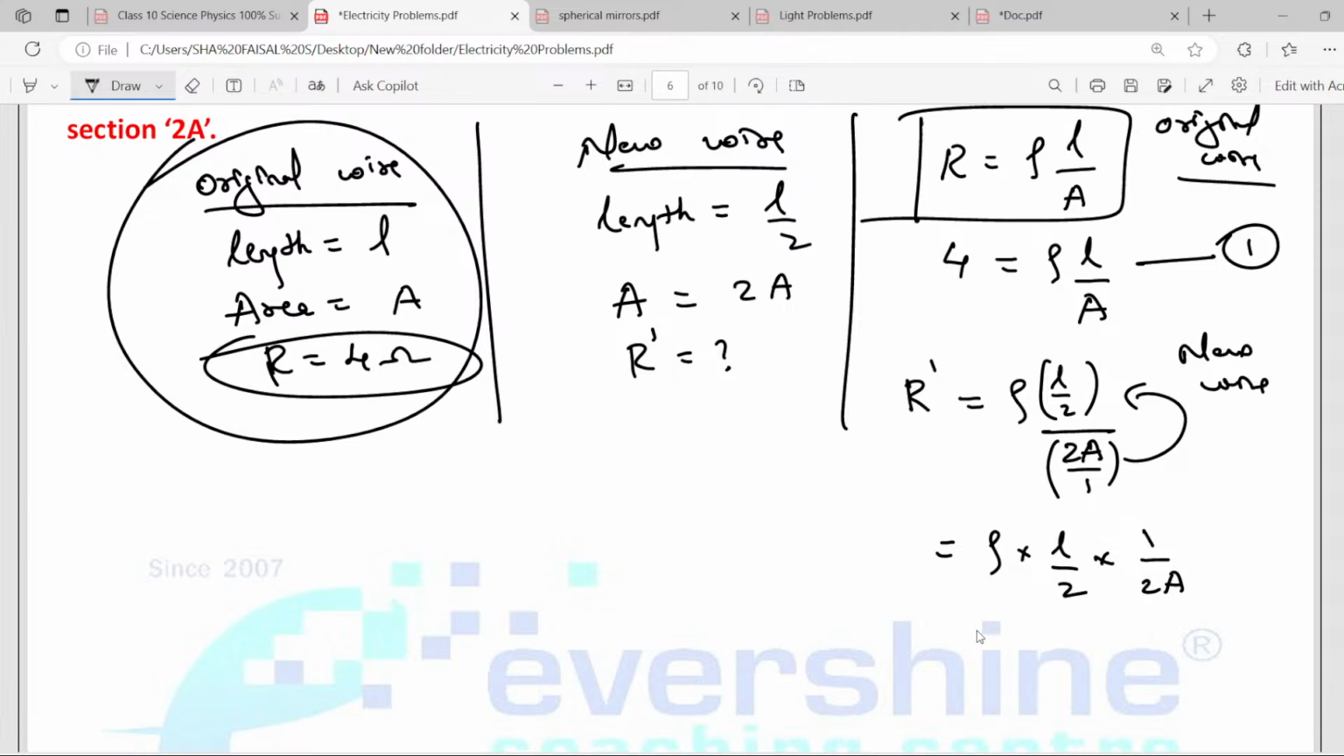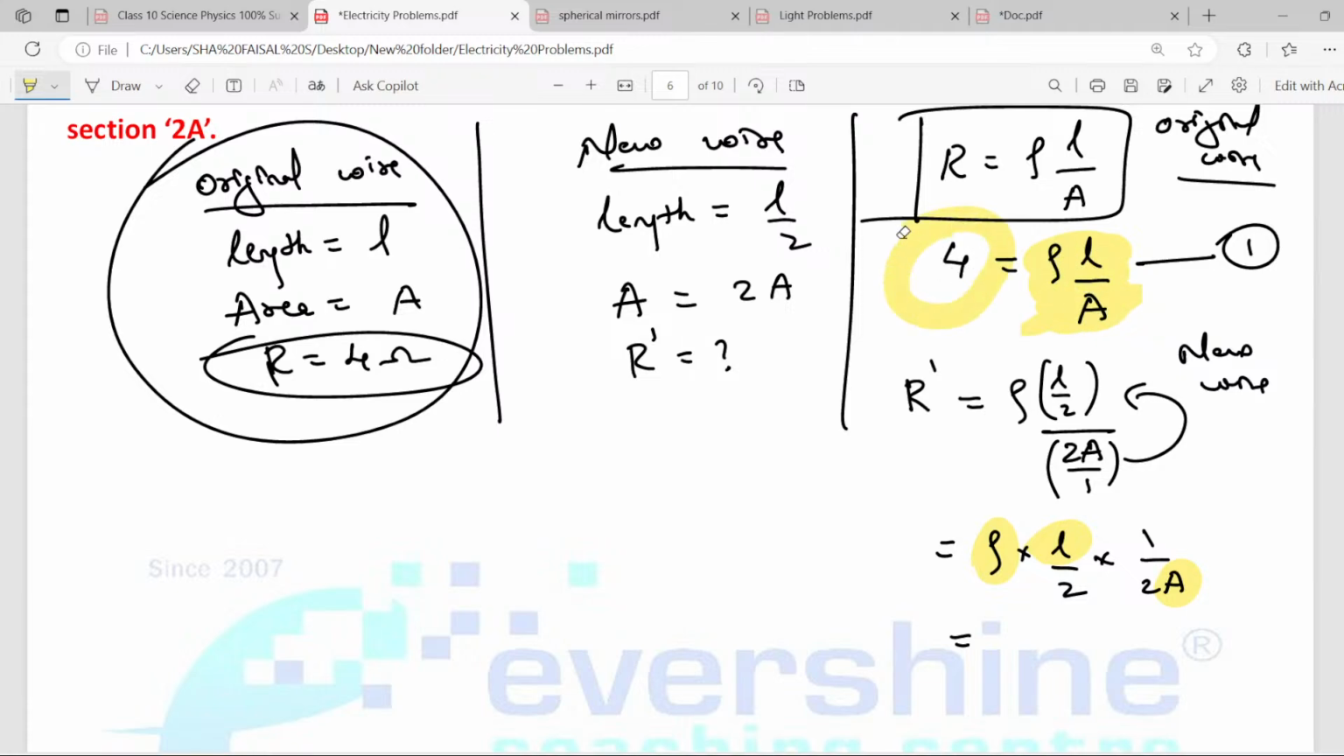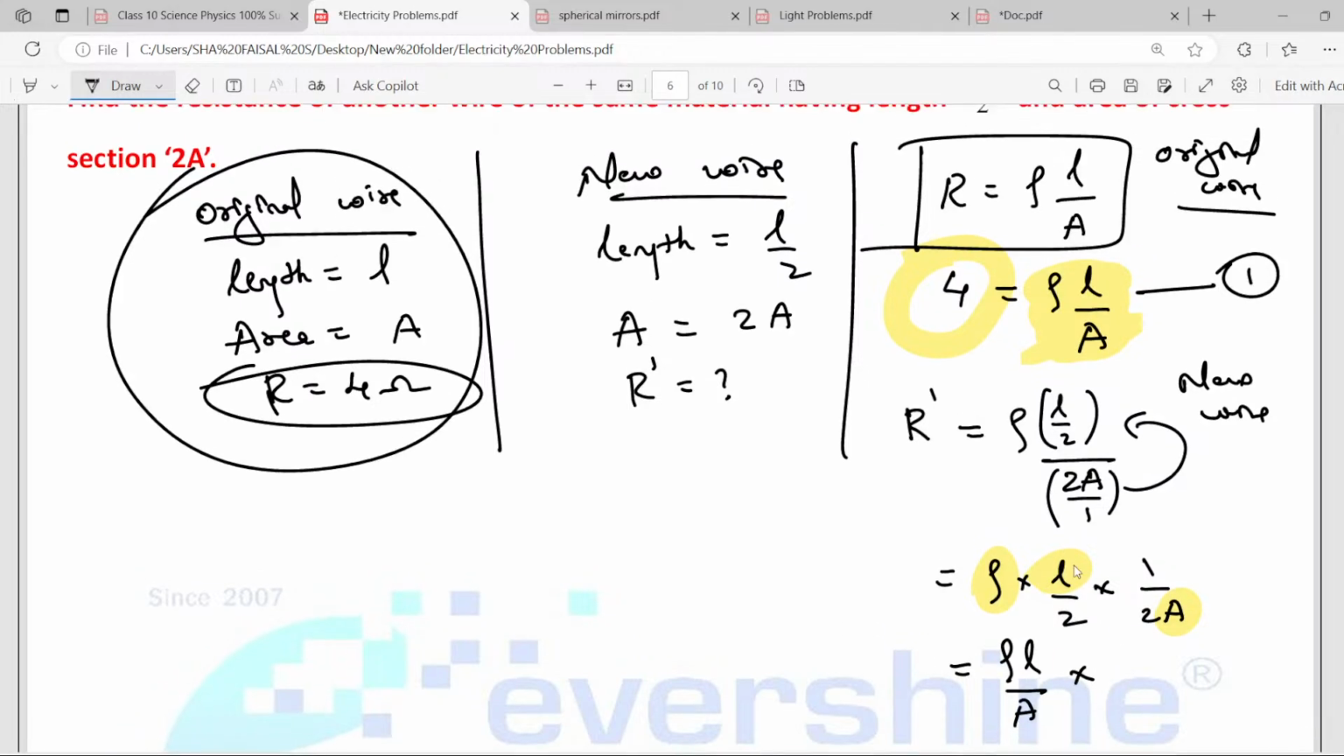Yeah. Now, what shall we do here? We know that rho L by A. Can you see this? Rho L by A from equation 1. What is rho L by A? Rho L by A is 4. Shall we remove these terms separately? Rho L by A, I am removing separately. So what is left out here? Left out here is 1 by 2 into 2, that is 4. 4 is left out. समझ में आया बेटा?